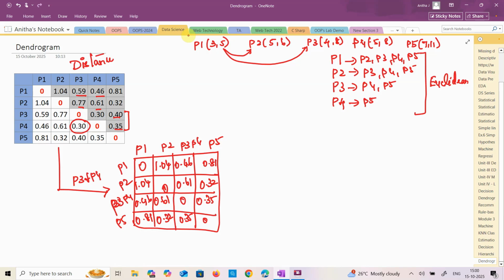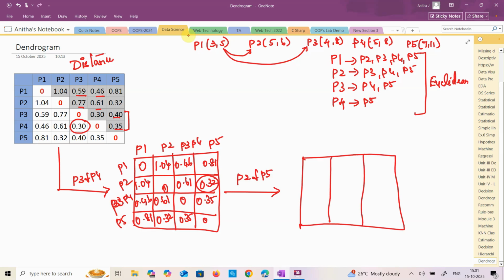So now we are going with the second iteration. In the second iteration, the minimum value is 0.32. So now we are trying to merge P2 and P5. Now the matrix becomes 3 by 3. We put P1, next P2 and P5, and the last is P3 and P4. Here also P1, P2 and P5, and P3 and P4.